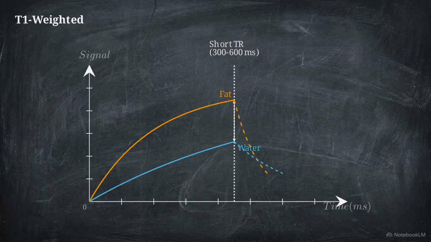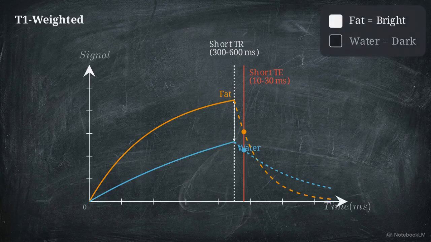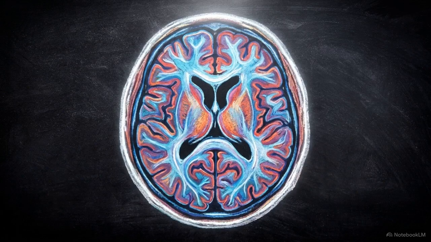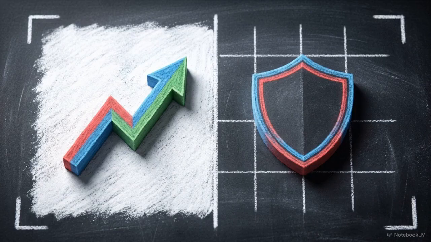But maximizing T1 is only half the equation. To shield our isolated signal from T2 decay, we select a short TE, usually 10 to 30 milliseconds, forcing the scanner to read the signal immediately before significant decay occurs. The resulting image is heavily T1 weighted. Fat appears bright because its signal fully recovered, while water appears dark because its recovery is still lagging. The logic holds. A short TR actively forces the T1 contrast, while a short TE acts as a shield to protect it from T2 decay.